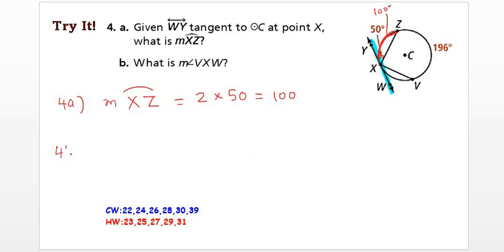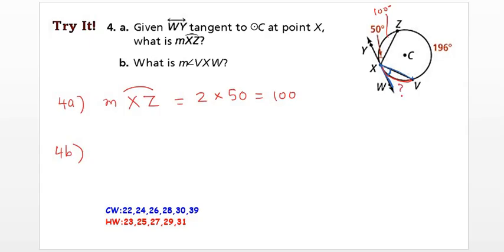Now look at the B part. It says, what is the measure of the angle VXW? If I erase everything from here, where is angle VXW? So this is point V, this is point X, so VXW. They are talking about this angle. If I want to find this angle, where is the intercepted arc? The intercepted arc is here. So this angle, the blue one, will be half of this red arc, right?